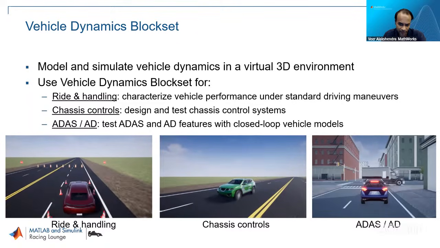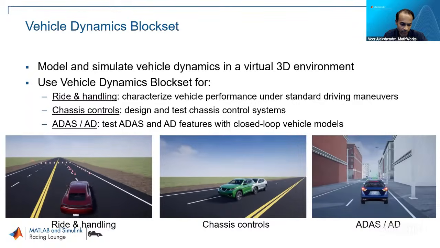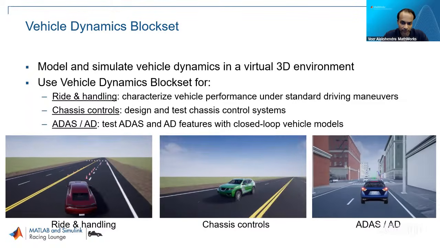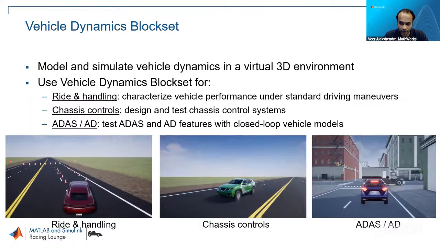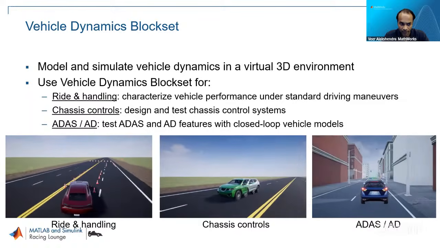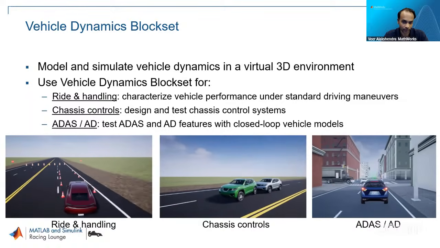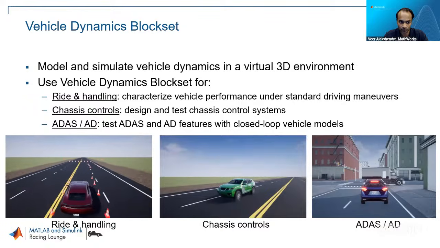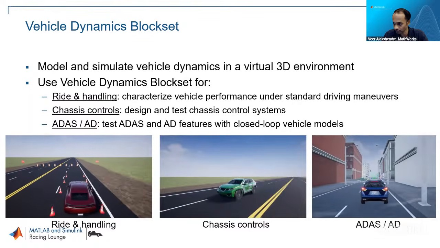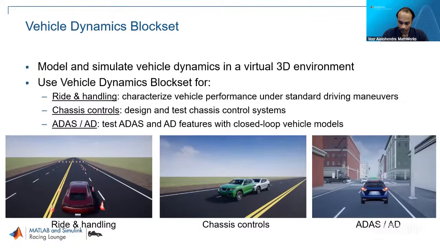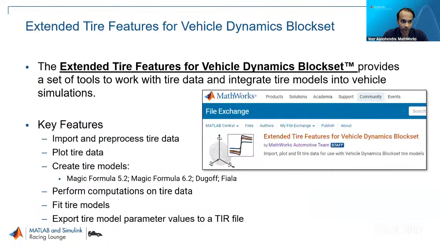We'll see an example around it, but I just wanted to give an overview of what this product contains, because the tire feature that we are going to talk about is an extension to this Vehicle Dynamics Blockset. Now, going ahead, the add-on that we are going to use is called Extended Tire Features for Vehicle Dynamics Blockset. It provides a set of tools to work with tire data and integrate tire models into vehicle simulations.